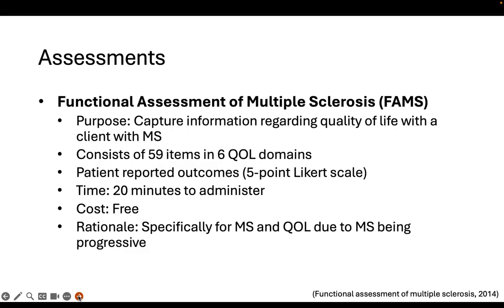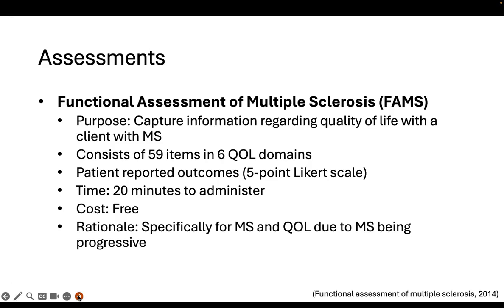Another assessment is called the Functional Assessment of Multiple Sclerosis, or FAMS, and is specific to gaining information about the client's MS quality of life. There are 59 items that the patient reports on, with 0 being not at all to 4 meaning very much. There are 44 of those items that pertain to 6 quality of life domains, which are mobility, symptoms, emotional well-being, general contentment, thinking/fatigue, and family/social well-being. The total score ranges from 0 to 176, and higher scores indicate better quality of life.